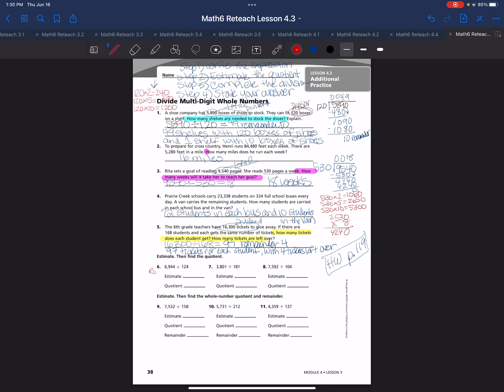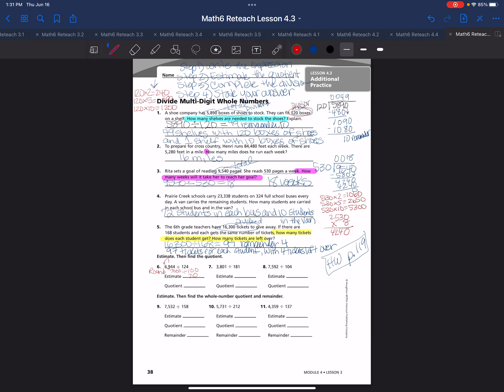So if we round 6,944, because we have a 9 here, this number is going to tell us that we need to round up because it's more than 5. So that will be 7,000 divided by 120 because 124, the 2 we want to go down to 100. So if we have 7,000 divided by 100, our estimate would be 70.